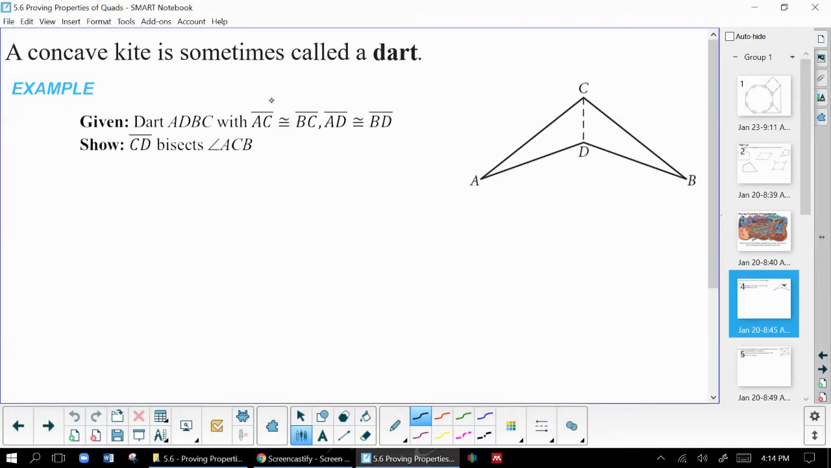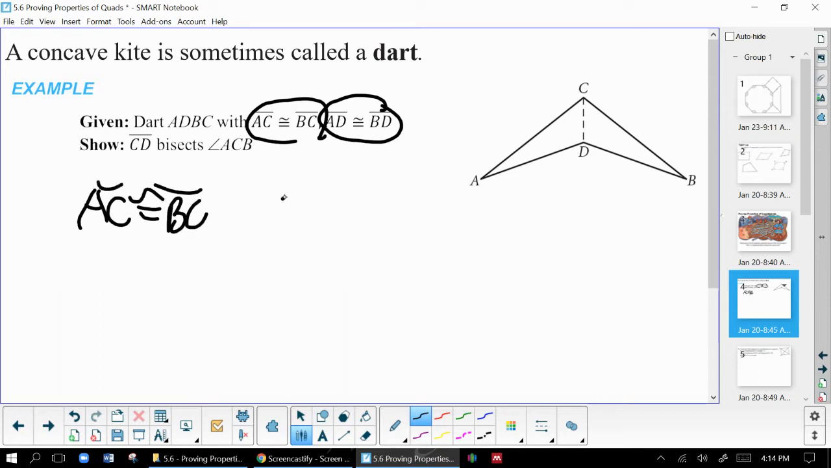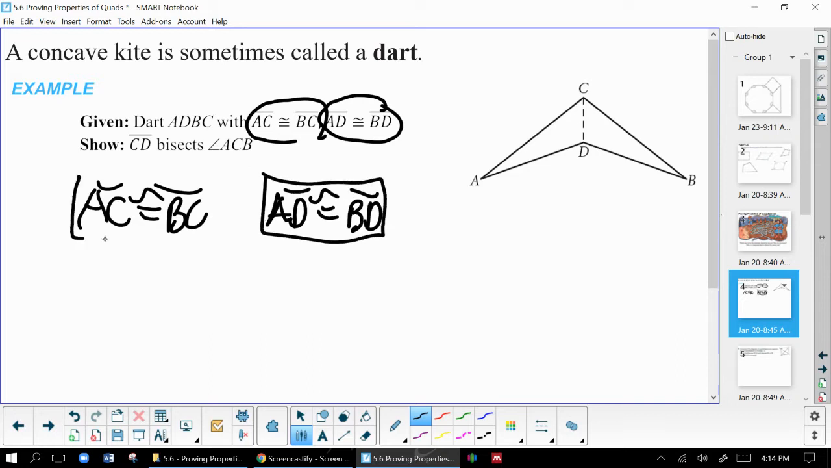So we're going to want to start with our givens. And so we've got two givens there. AC is congruent to BC, and AD is congruent to BD. Those are both given. Make sure that you're taking this as a chance to mark them on the picture as you write them down.